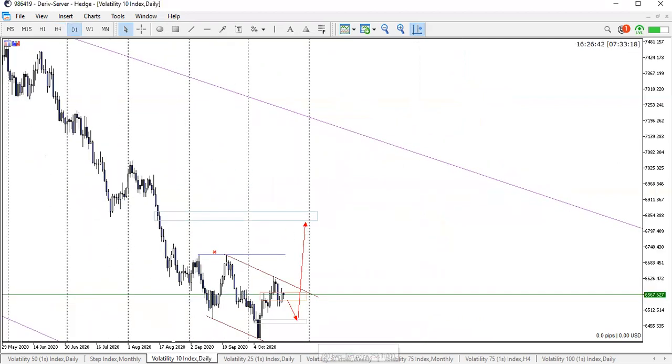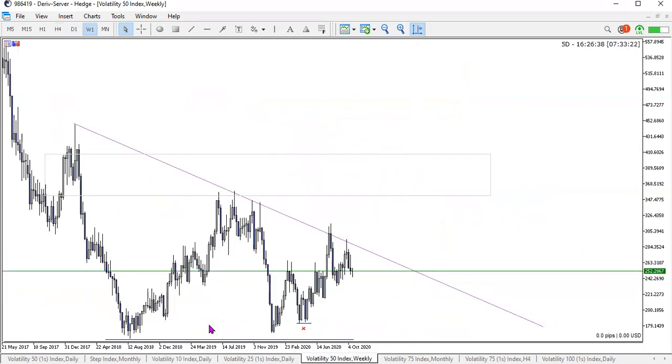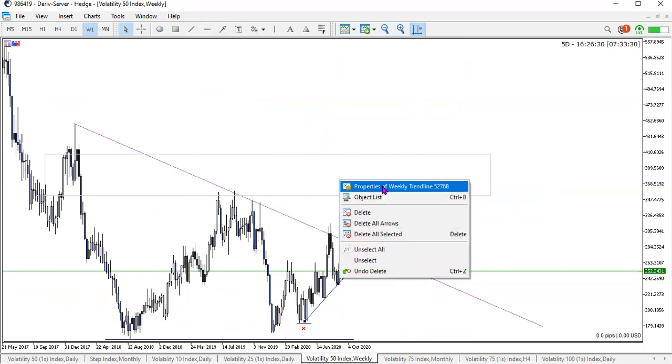Let's move on to volatility 50. Looking at volatility 50, I haven't really marked up this chart as much as I would like to. So I'm just going to throw on a few more lines on here, just so I can make sense of a few of the other things.